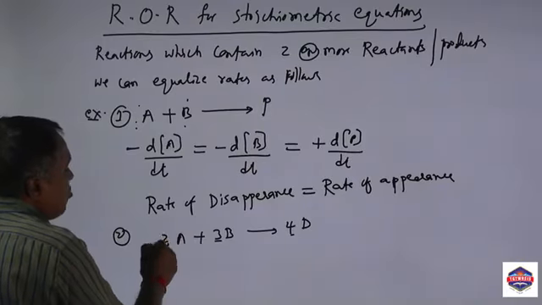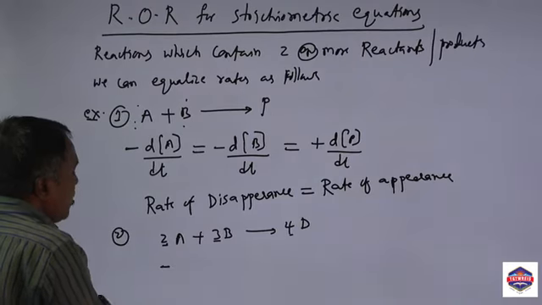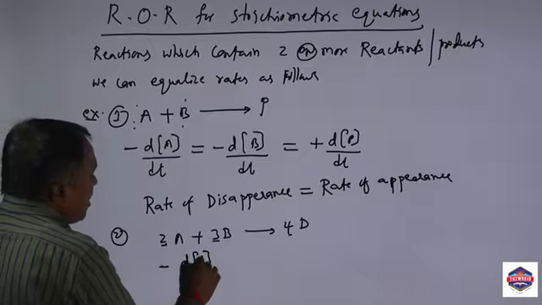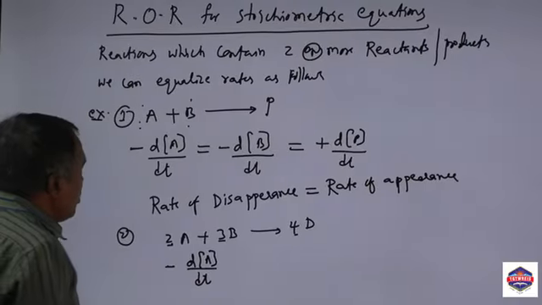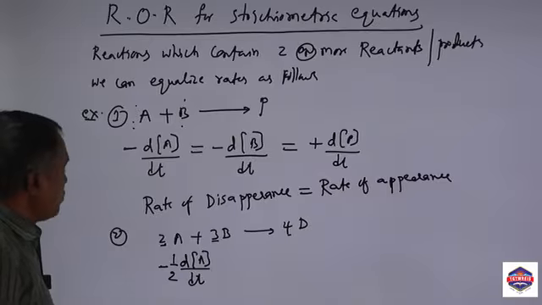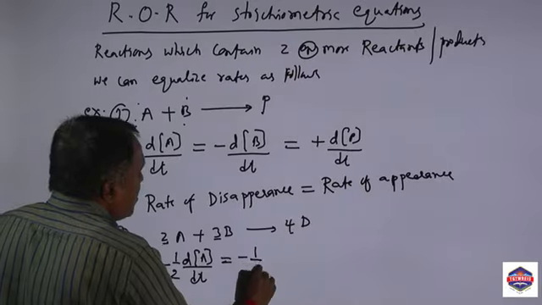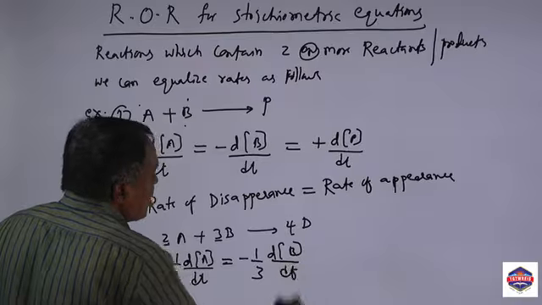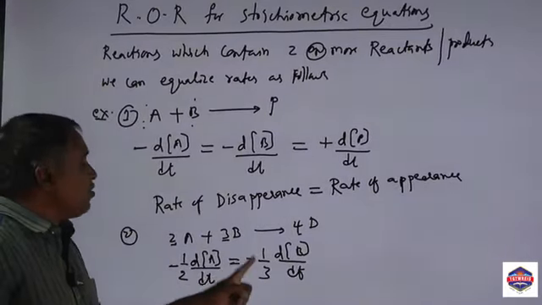This is the stoichiometric coefficient of the reactant A. Therefore, you must place a negative sign before the rate of reactant A. Take the reciprocal of the 2, that is 1 by 2, and this must be equal to the reciprocal of the stoichiometric coefficient of reactant B. Therefore, minus 1 by 2 dA by dt must be equal to minus 1 by 3 dB by dt.